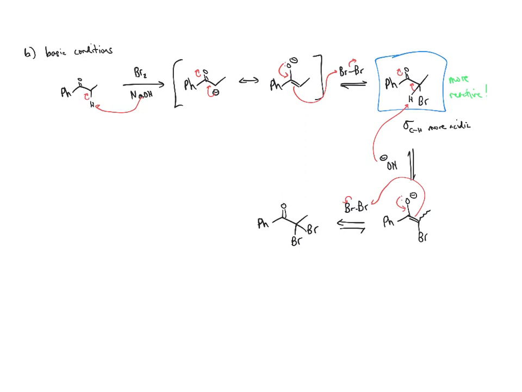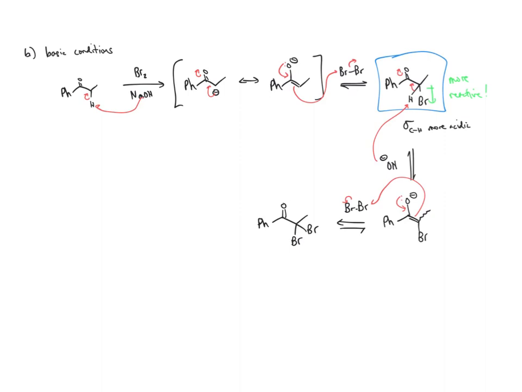So under these conditions, the product of the monobromination is more reactive than the starter material. The alpha CH is more acidic because, again, your bromine is inductively withdrawing. And so because of that, the reaction continues. So a second and maybe even a third bromination can occur, and it's very difficult to stop this reaction.